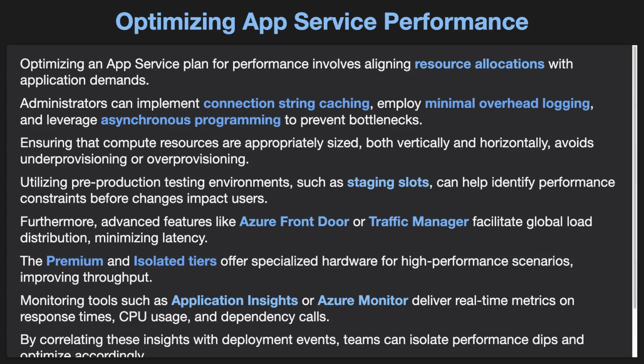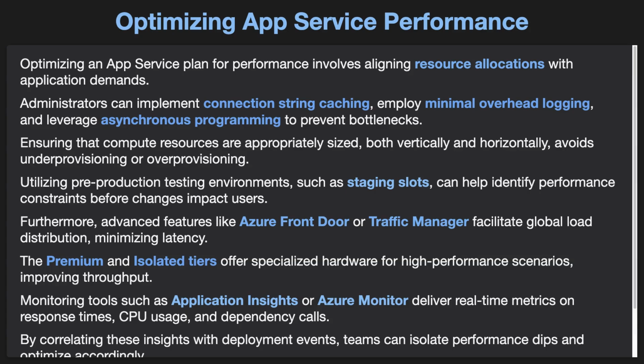Administrators can implement connection string caching, employ minimal overhead logging, and leverage asynchronous programming to prevent bottlenecks. Ensuring that compute resources are appropriately sized, both vertically and horizontally, avoids under-provisioning or over-provisioning. Utilizing pre-production testing environments, such as staging slots, can help identify performance constraints before changes impact users. Furthermore, advanced features like Azure Front Door or Traffic Manager facilitate global load distribution, minimizing latency. The premium and isolated tiers offer specialized hardware for high-performance scenarios, improving throughput.